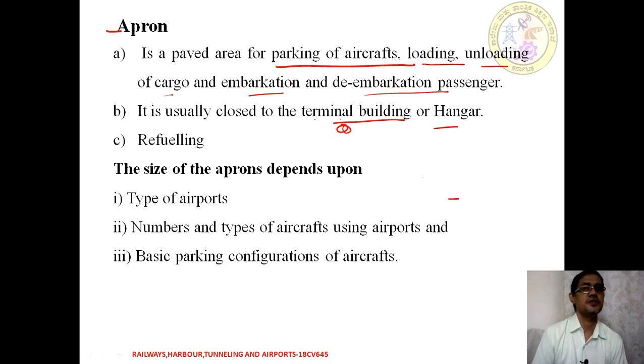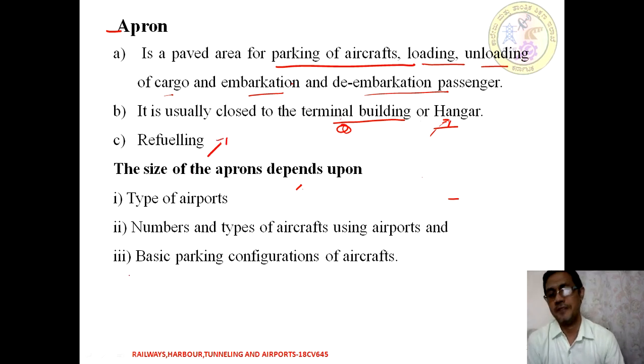it should be very near to the terminal building, or if the aircraft has been moved towards the rest period for the hangar, so the apron should always be very close to the terminal building or the hangar. Or otherwise if you want to refuel the aircraft, that is also done in the case of aprons. So these are the functions.